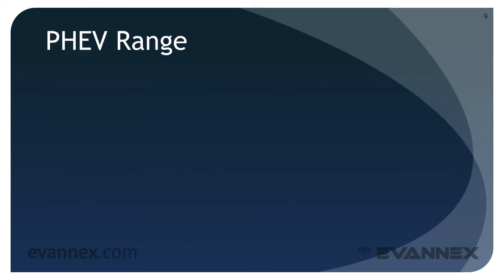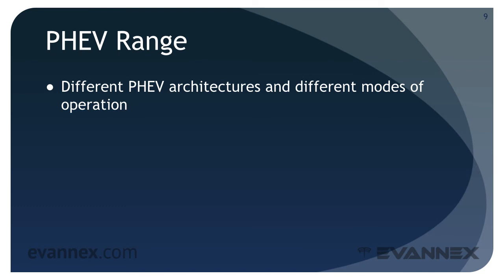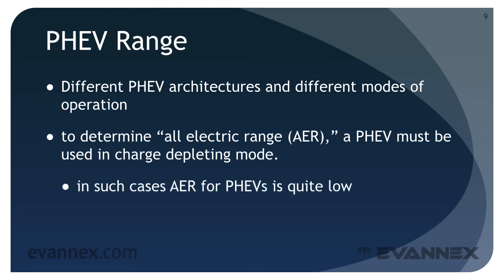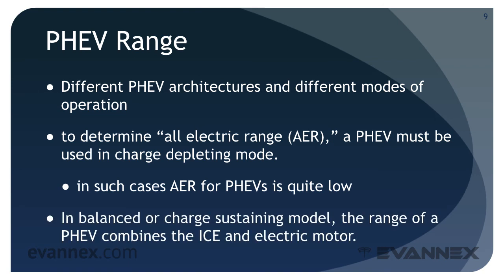In an earlier EVU mini course, we discussed various PHEV architectures and noted different modes of operation for PHEVs. To determine the all-electric range, a PHEV must be used in what we learned to call charge depleting mode. That means the PHEV is running solely off the battery with no ICE assist. In such cases, the all-electric range for PHEVs is usually quite low. However, in balanced mode or charge sustaining mode, the range of a PHEV combines the ICE and the battery and can easily exceed 300 miles.